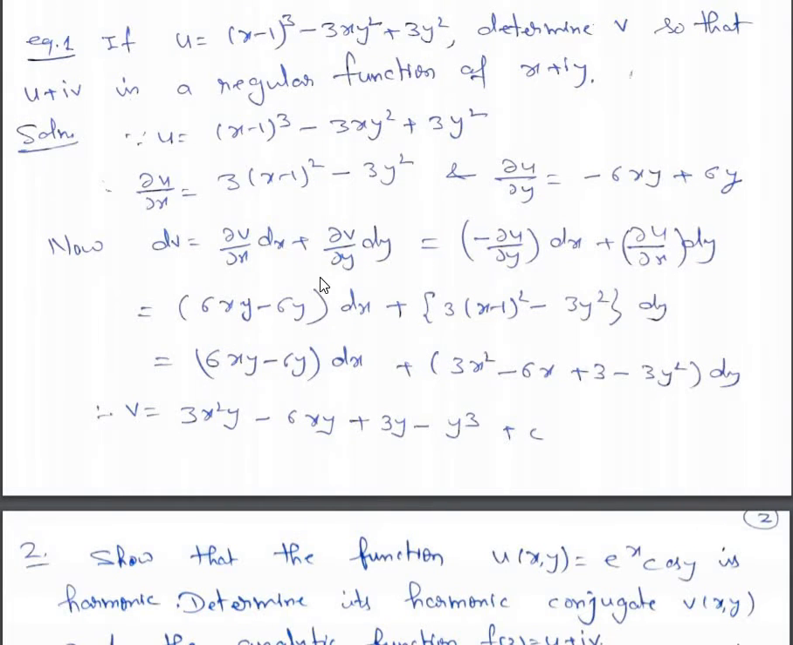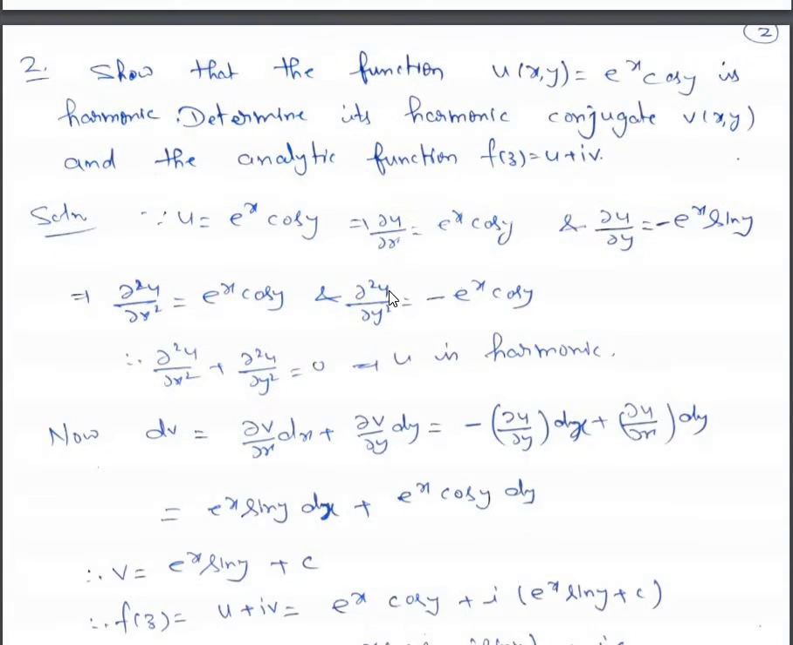You can check that this is an exact differential, and therefore we integrate this with respect to x, treating y as constant, so we get 3x²y − 6xy. And in this expression we integrate those terms which do not contain x, so we get these two terms, 3y − y³ + c. So therefore if u is given to us, we can find out v.